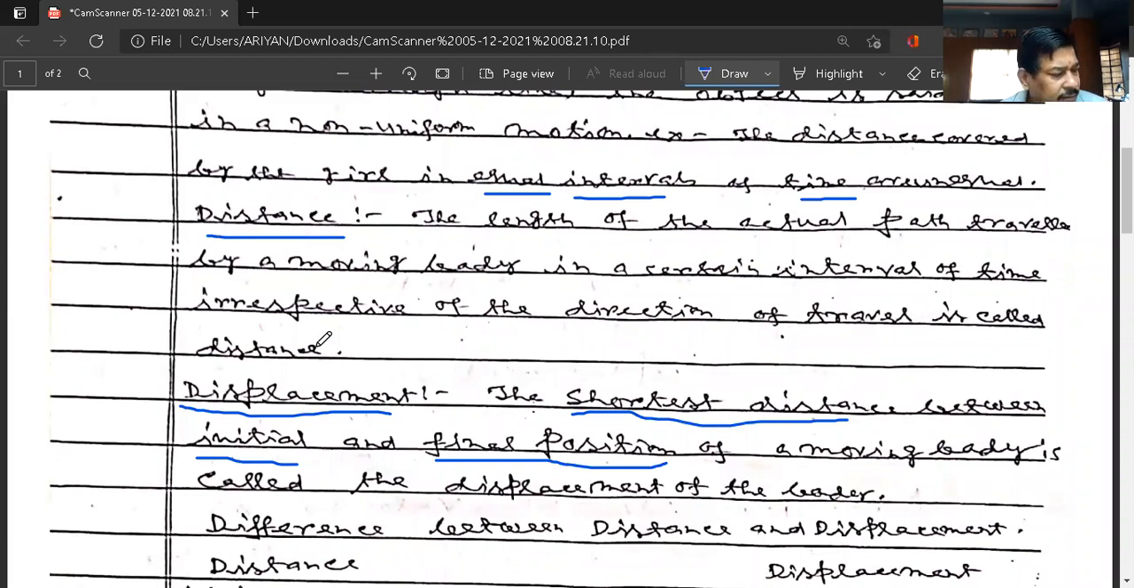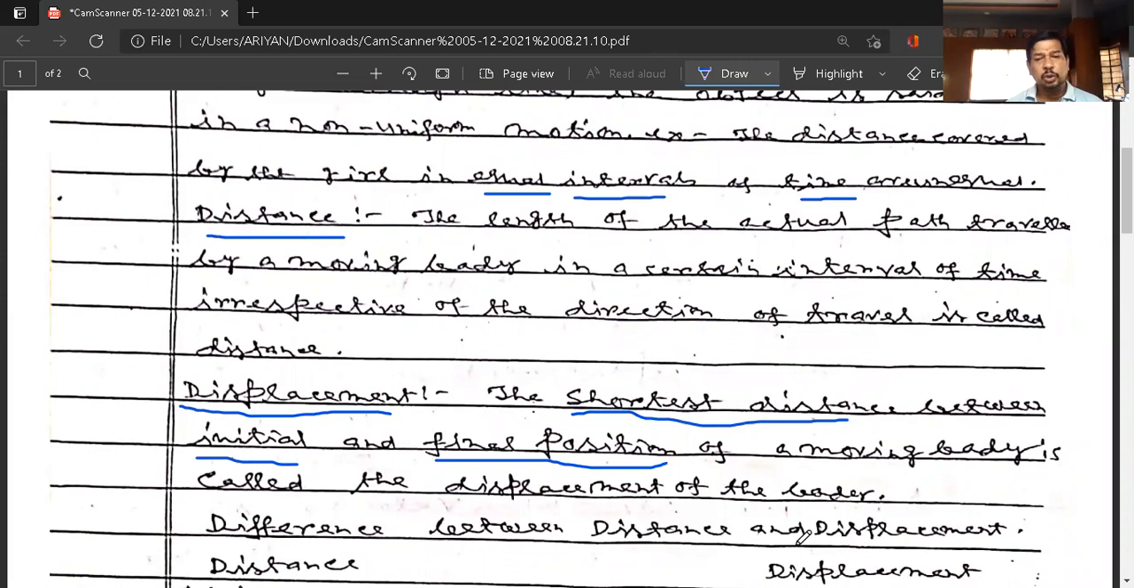Do you understand? Yes, sir. Do you see the screen? Yes, sir. Achha. What is displacement? The shortest distance between the initial and final position of a moving body is called displacement of a body.